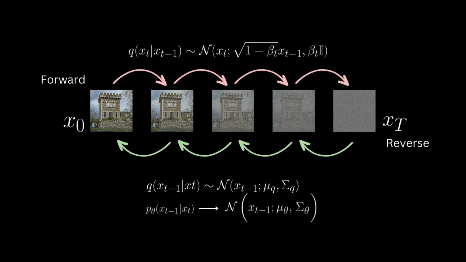Now here I did not go into the details of why the reverse is also a diffusion with Gaussian transitions, because frankly I don't know. I'm guessing this would have roots in some theory of stochastic processes, but if somebody knows an intuitive answer as to why the reverse is a diffusion process, do let me know in the comments.